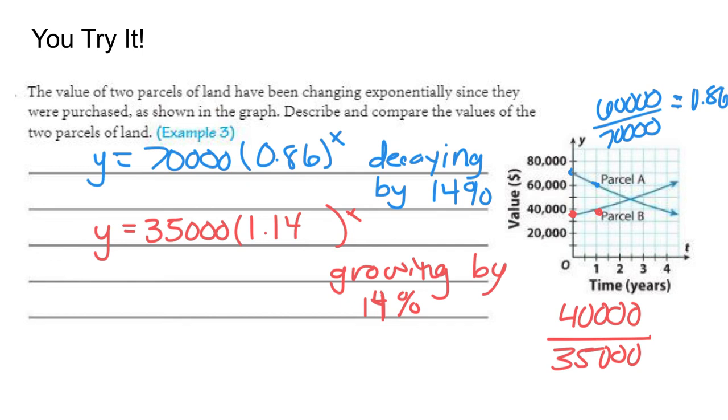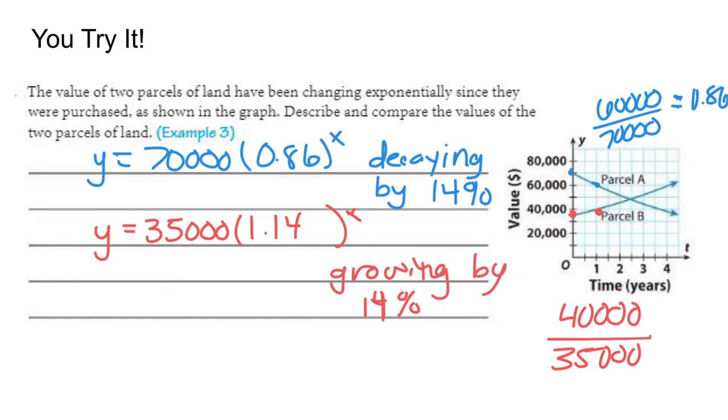And so what I could see from that is that parcel A was decaying by 14% when parcel B was growing by 14%. And I know this was decaying by 14% because this is 0.14 away from 1. This was growing by 14% because this is 0.14 away from 1.